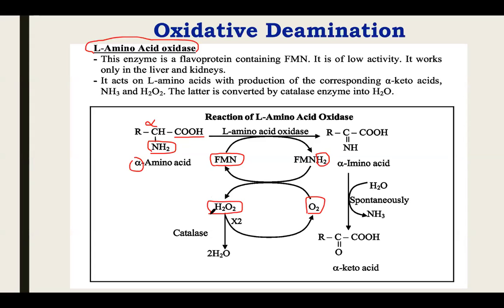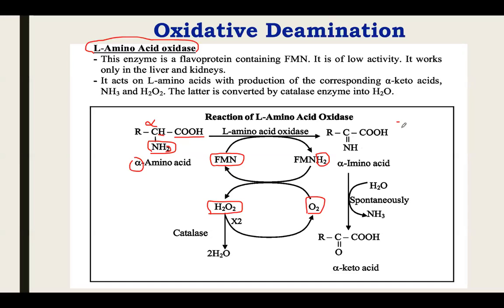Hydrogen peroxide is toxic to the cell. This is a free radical, one of the reactive oxygen species. That is why I said excess protein is dangerous to our body. Again, oxidase, an enzyme which catalyzes oxidation, removes 2 hydrogen. This is the first hydrogen from here, the second hydrogen from here. So we get C double bond NH.